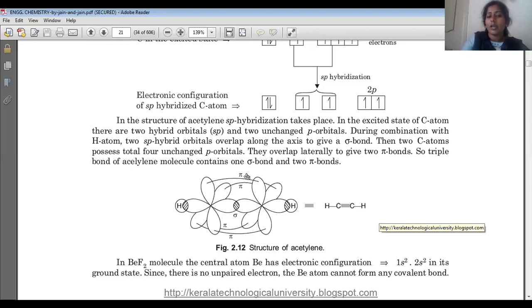These p orbitals overlap above and below the plane, so that we get two pi bonds, because both py and pz orbitals are involved in pi bond formation. That is called p pi, and two p pi bonds are generated here. This is the final structure of acetylene, where we have two pi bonds lying above and below the plane, and three sigma bonds lying on the sigma plane. Here the hybridization is sp and the molecule is linear. The bond angle remains 180 degrees, and only then does it become linear.